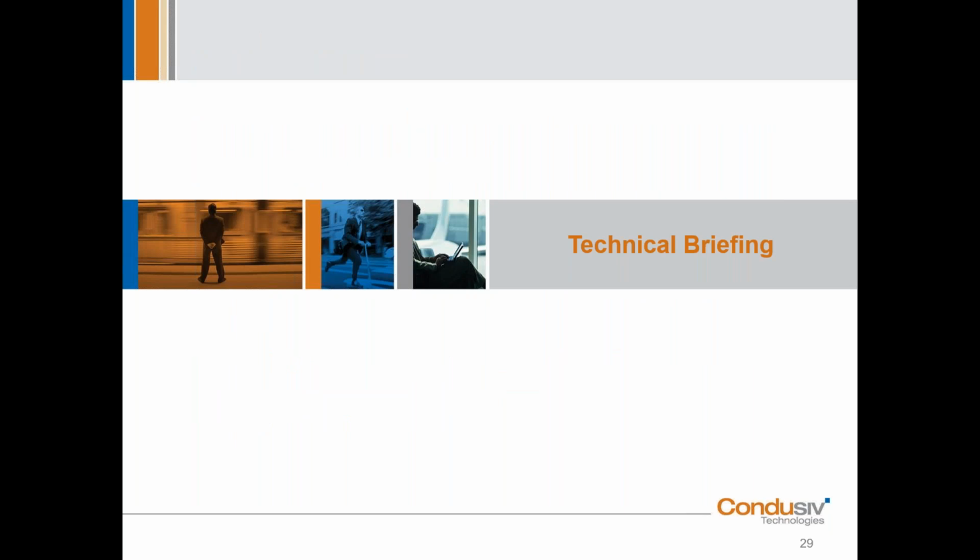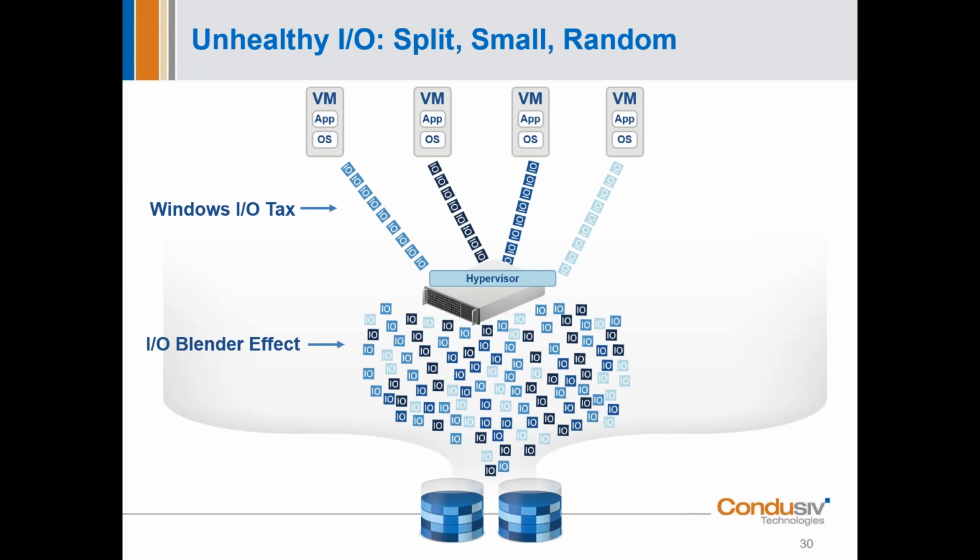Now, really interesting kind of stuff coming up here. So this is really a profile of what we're looking at for the unhealthy IO. It's split, it's small, it's random. And this is really not what we want.